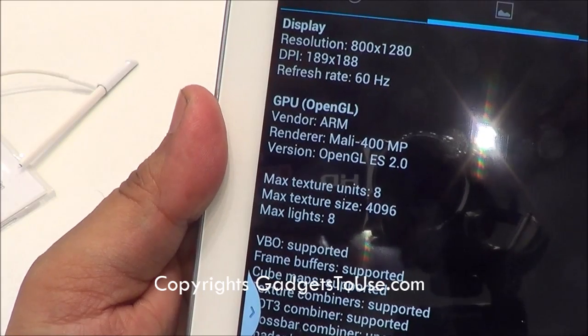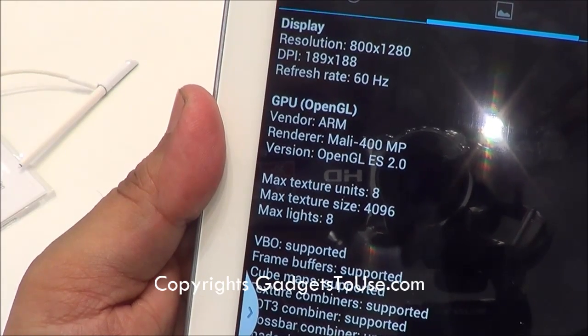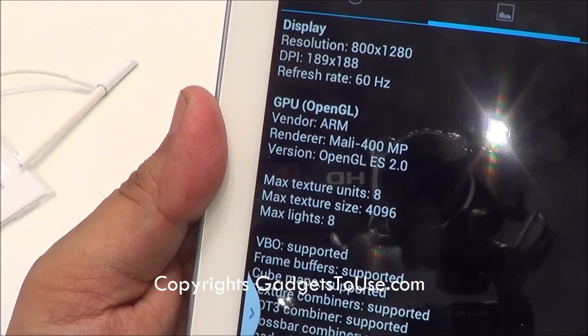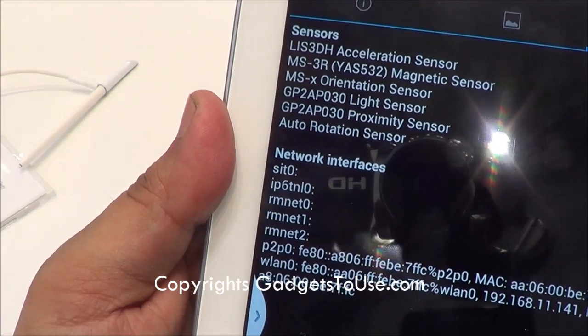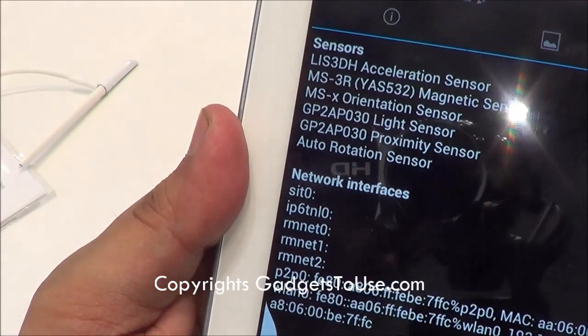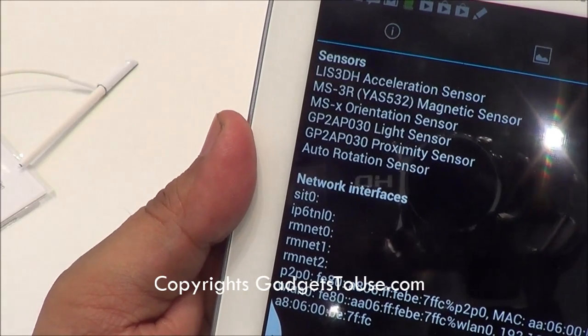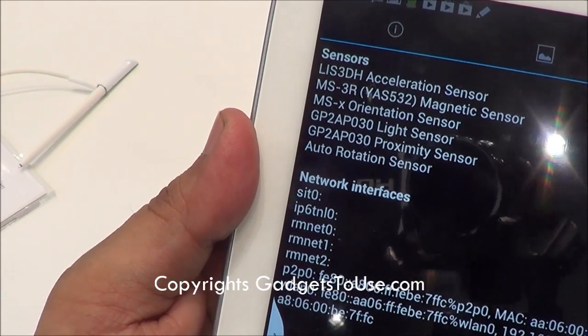The refresh rate is 60 Hz, whereas you have a Mali 400 MP GPU on this device. And here you have the sensor information. It has the accelerometer sensor, magnetic sensor, orientation sensor, light sensor, proximity sensor, and the auto rotation sensor.